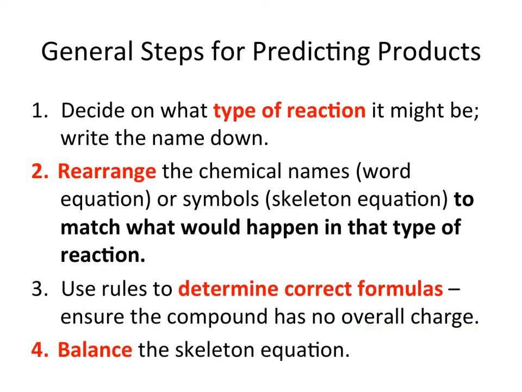So, general steps for predicting products. First of all, figure out what kind of reaction it is. If it's two individual elements, you know that it might be a synthesis reaction, so run with that. Then rearrange the chemical names if you're dealing with a word equation, or the chemical formulas, the symbols, if you're dealing with actual chemical formulas, so that they match the general formula of the reaction you chose. In terms of synthesis, if you had two simple elements, you'd create one compound at the end. If it was single displacement, depending on whether it's a metal or non-metal, you would rearrange them however you needed.